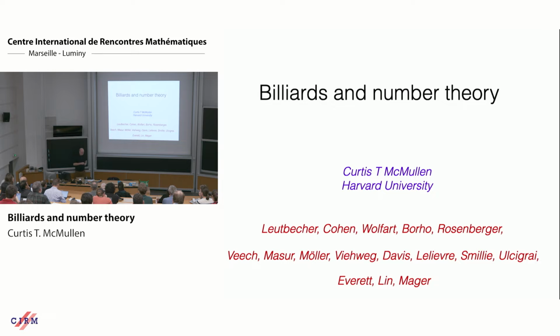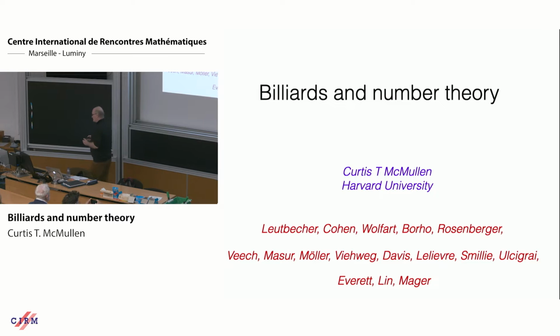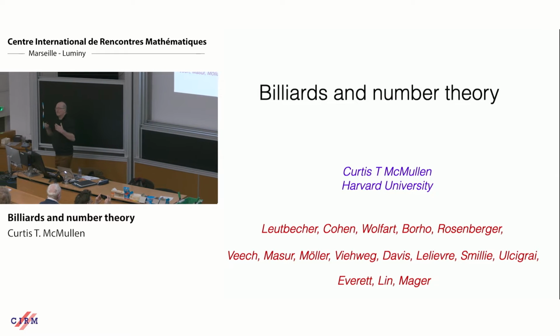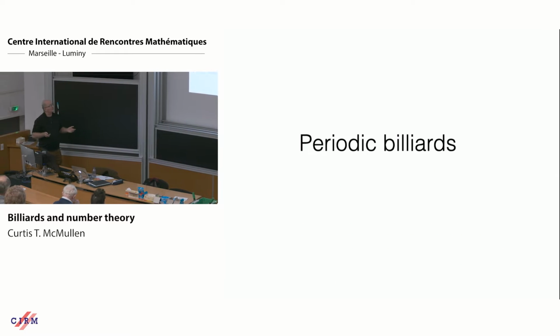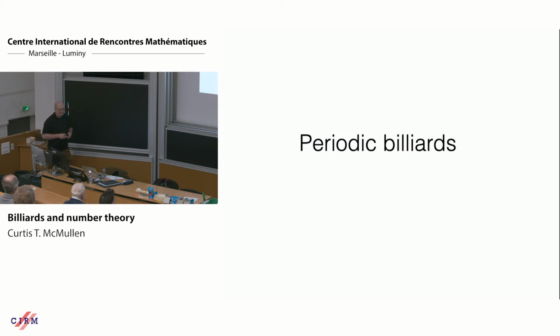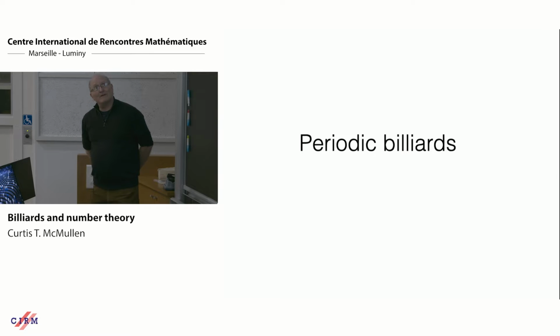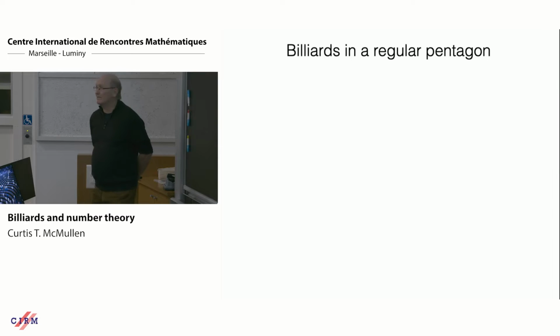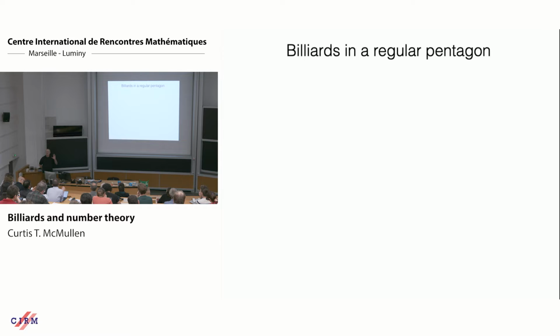There are lots of different kinds of questions one can address when studying billiards, and I'm going to focus not on the behavior of random or typical trajectories, but rather the behavior of periodic billiard trajectories. The kind of question that we want to ask can be seen already in the case of billiards in a regular pentagon. I'll take this as my motivating and prime example. I'll return to it over and over again.